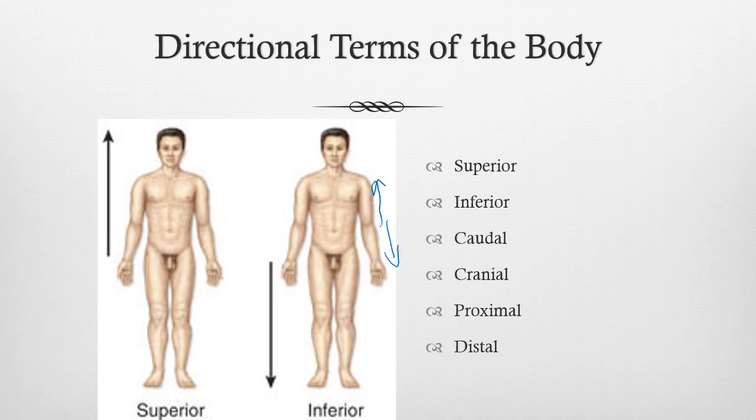And so things like our elbow is proximal to the wrist. But that same elbow is distal to the shoulder. And so it's further away from the core of the body compared to that shoulder that's there. And so proximal and distal allows us a way to talk about things that are in the limbs as well.